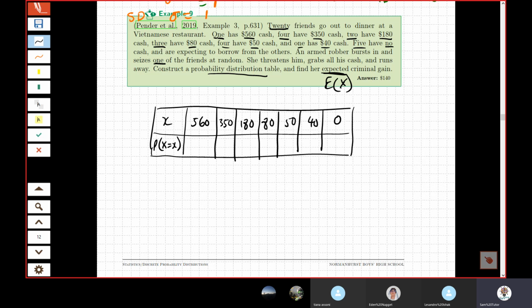I could get 560 from 1 out of 20 people. I could get 350 from 4 out of 20 people. I could get 180 from 2 out of 20 people. I've got 80 for 3 out of 20, 50, 4 out of 20, $40, 1 out of 20, and this one should be 5 out of 20. If we've done it right, everything should add up to 20: 5, 10, 15, 20. Good. All right. That's your probability distribution table.